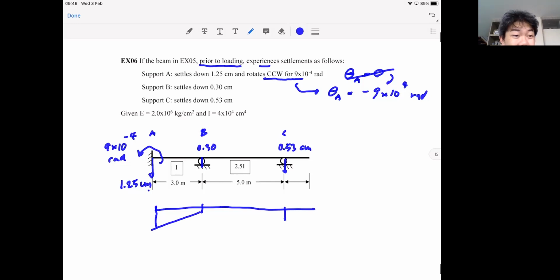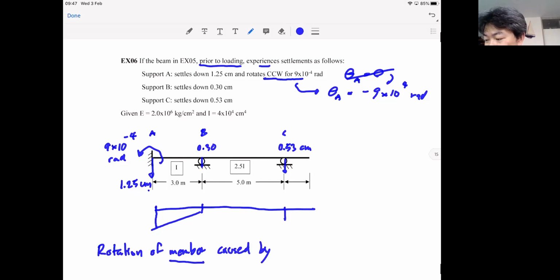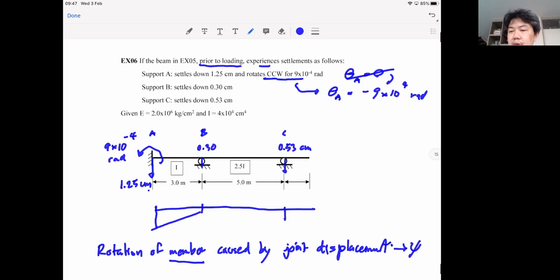The rotation of the member occurs because your joints A and B move. So this is the rotation of the member, not the joint, caused by joint displacement. When your joint displaces, your member will rotate, and this will lead to the psi term in our equation. Any question?